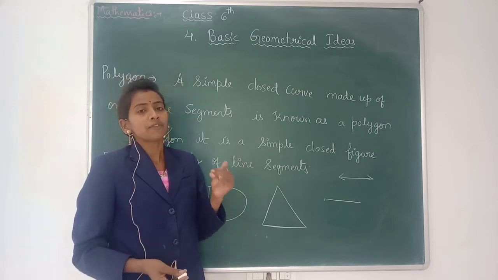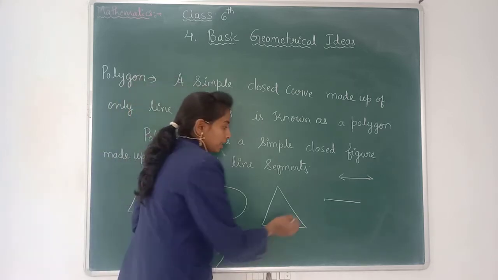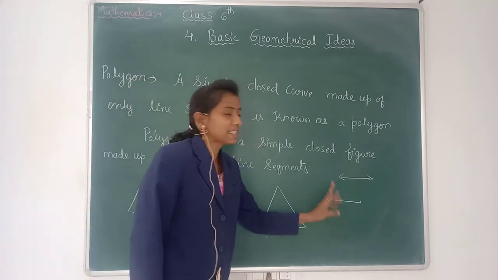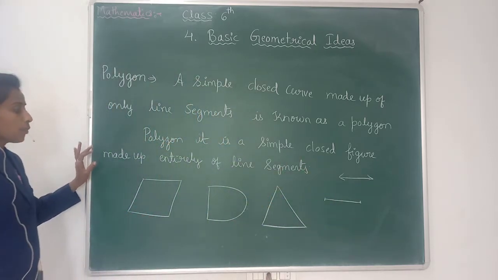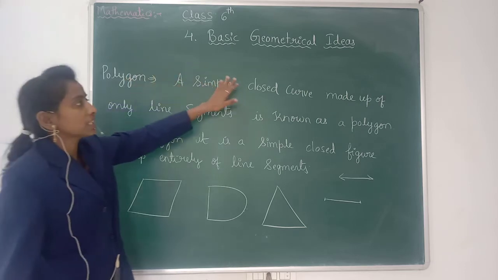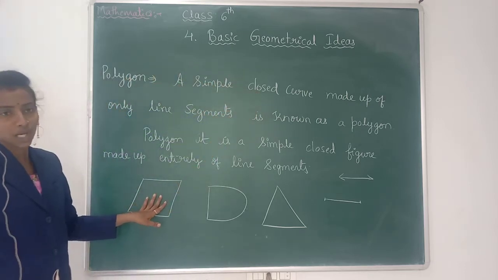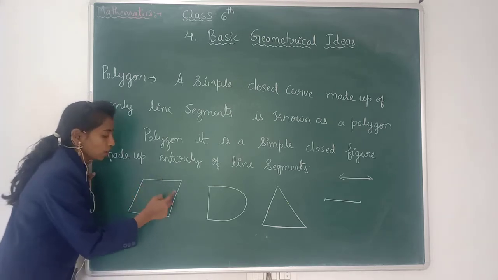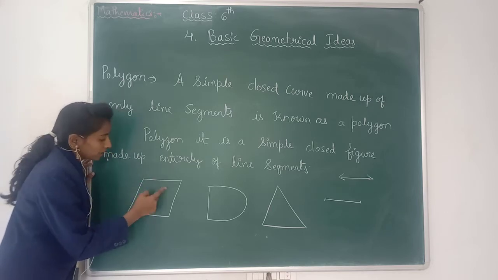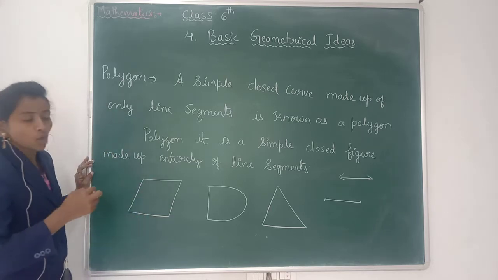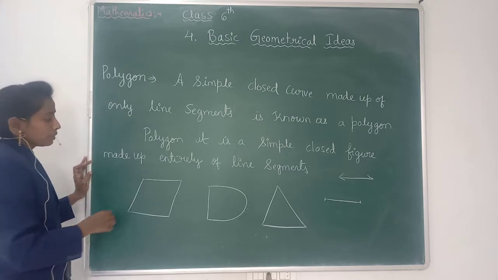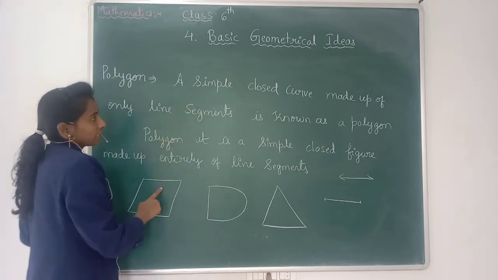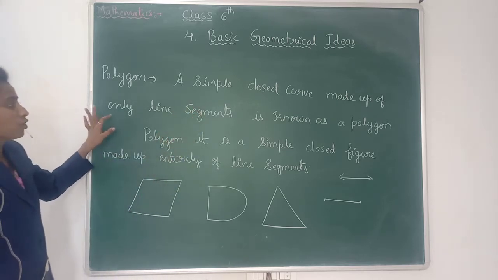It has two fixed endpoints. Here this is one endpoint and this is one endpoint. This we call a line segment. So a polygon is also a simple closed curve, and it should be a closed curve. Here we have a parallelogram. It is closed by only line segments: here one, here one, here one, here one. So we have 4 line segments, and it is enclosed by the line segments.